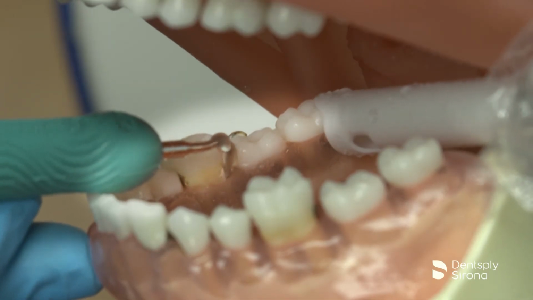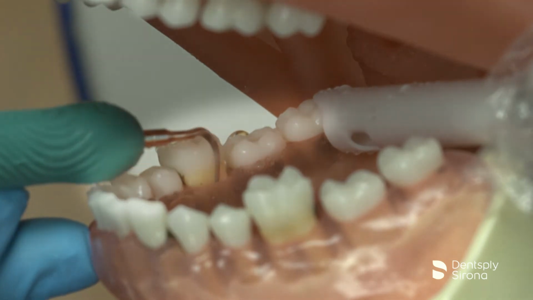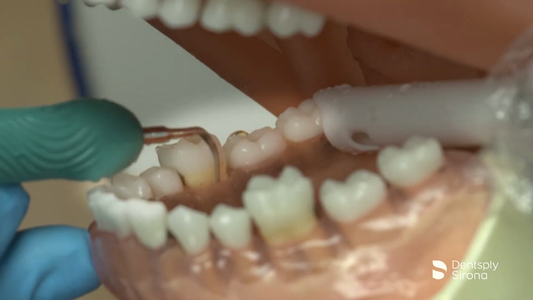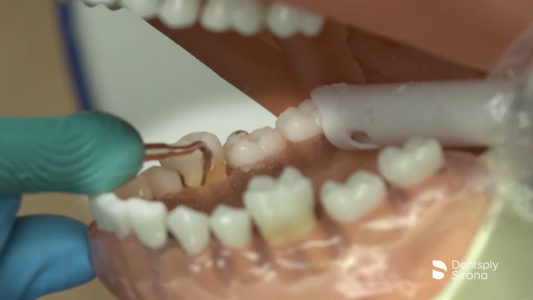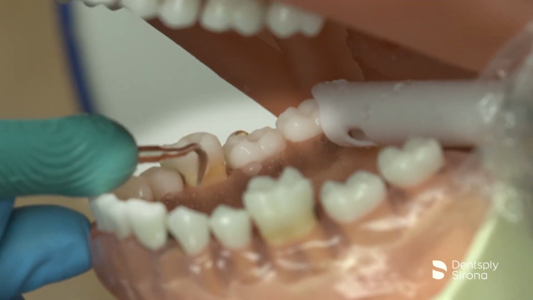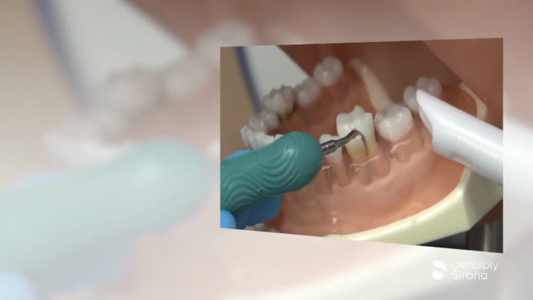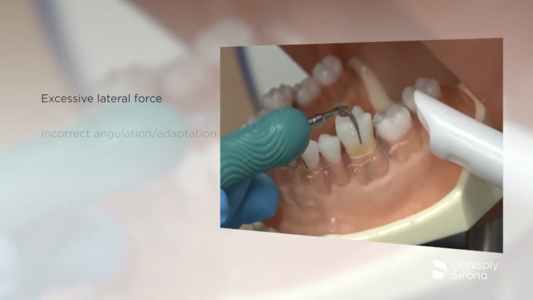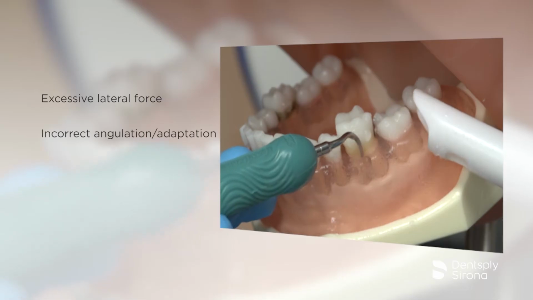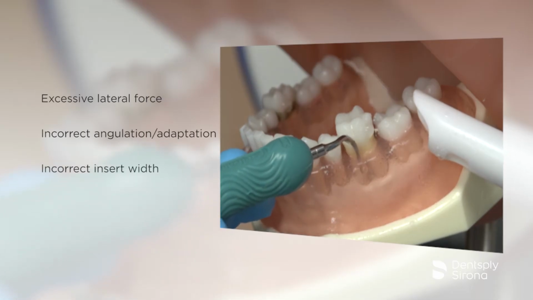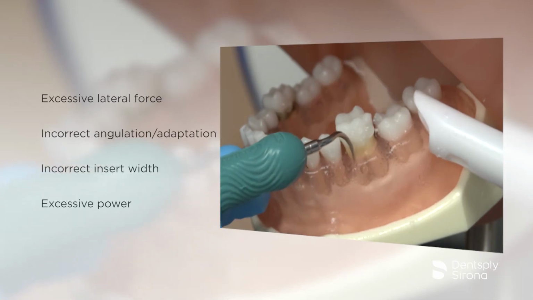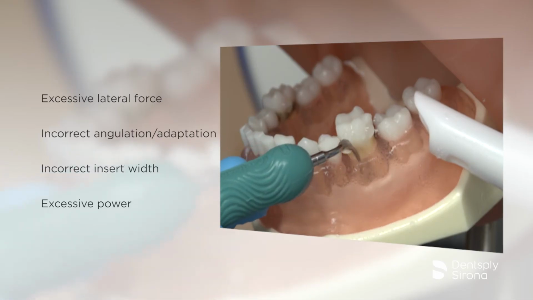periodontal pocket. To debride the lingual surfaces of the quadrant, the clinician must switch to the left insert prior to beginning instrumentation. It is essential to remember that the contributors to root surface loss are excessive lateral force, incorrect angulation and adaptation, incorrect insert width, and excessive power. Any of these factors may result in root substance loss and create grooves for biofilm to attach.